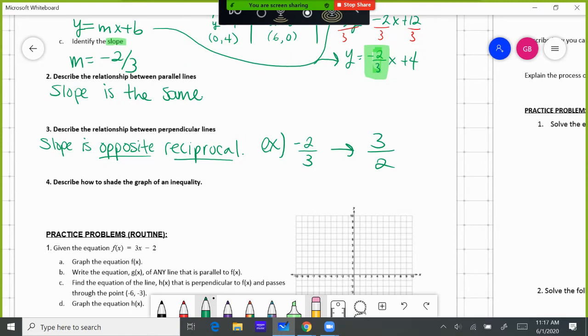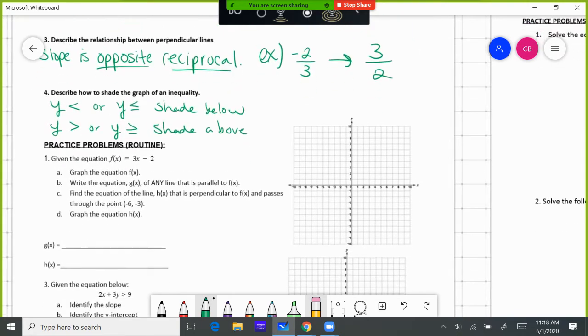And then 4, describe how to shade the graph of an inequality. If it's y less than, or y less than or equal to, you're going to shade below. If it's y greater than, or y greater than or equal to, you're going to shade above. And we're going to see an example right now.